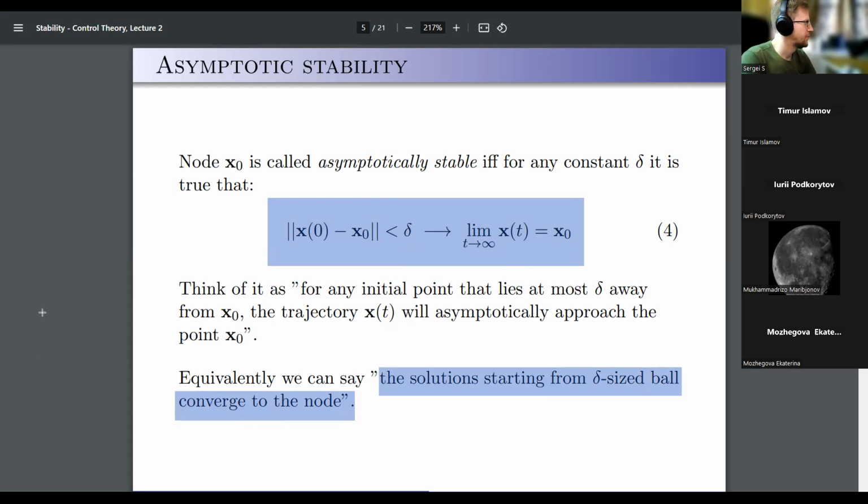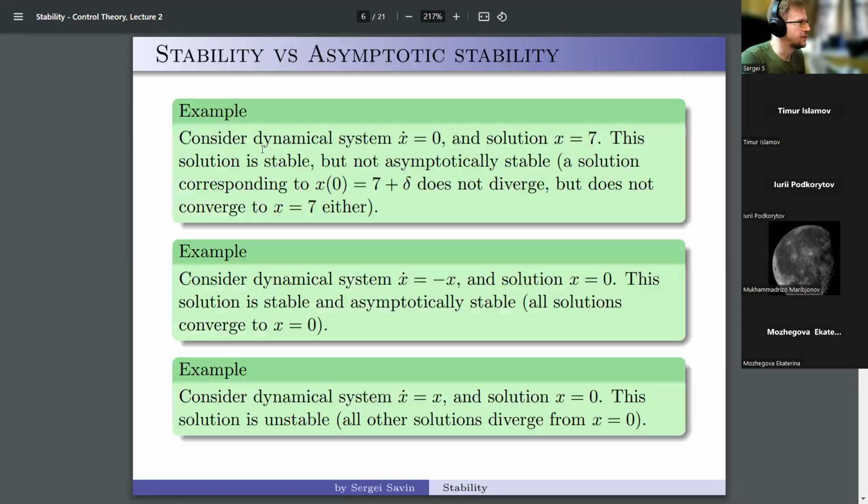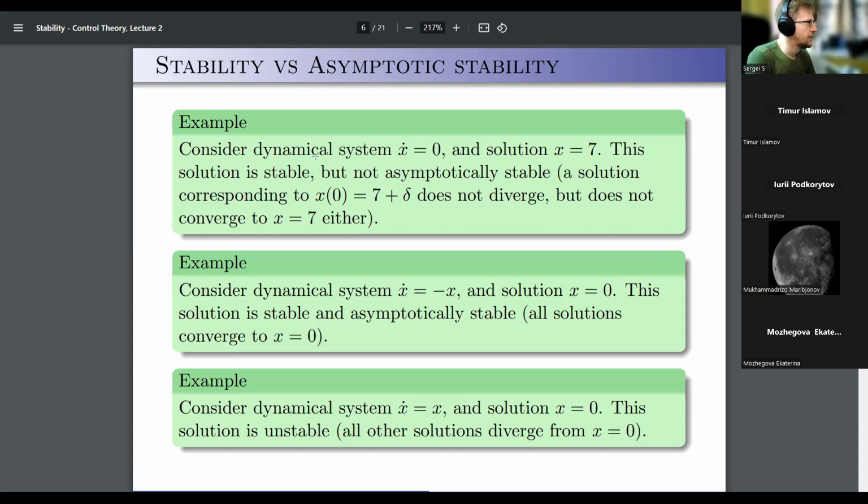Okay, no questions, I think. So let's go on. Here are just very simple examples, so let us walk through them. Consider a system x dot equals 0. Is x equal to 7 a solution? Yes, we can substitute it there. X dot is equal to 0 indeed for the solution.